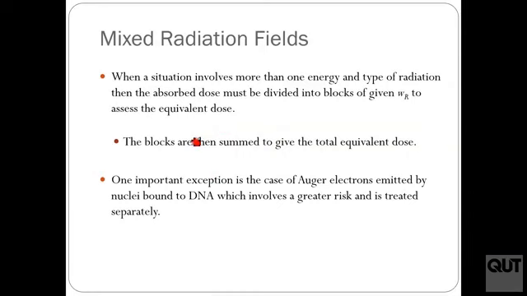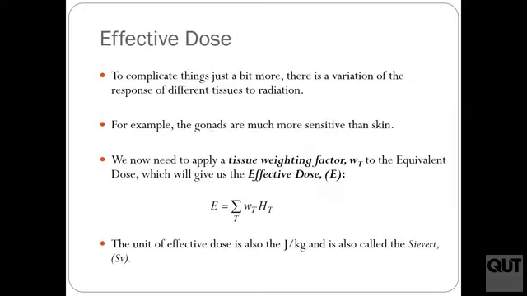As I said before, if you have a mixed radiation field of different types of radiation, you need to sum up the effects from the different types of radiation. An exception is the case of Auger electrons emitted from the nuclide bound to DNA, and that's treated separately, and we're not going to get into that in this unit.